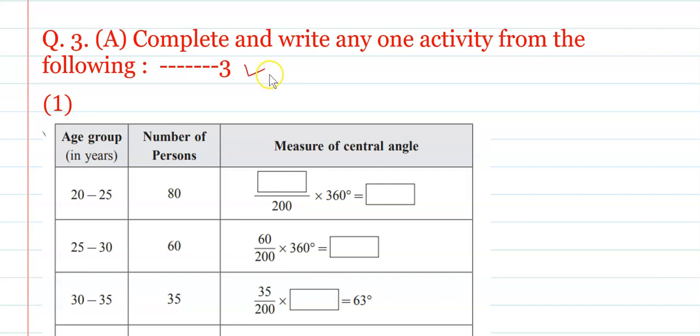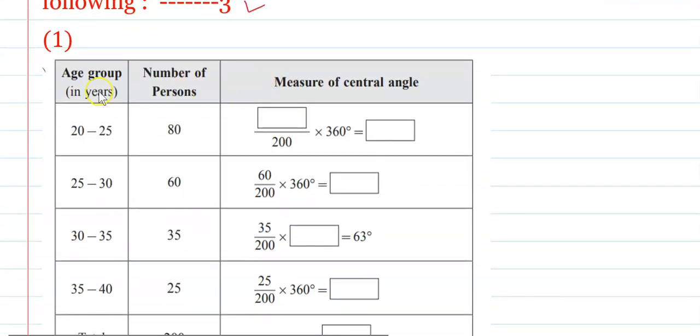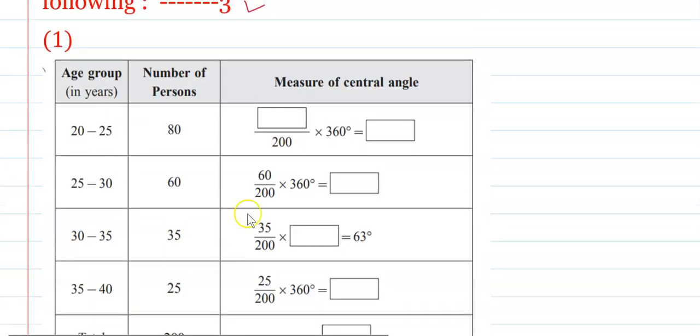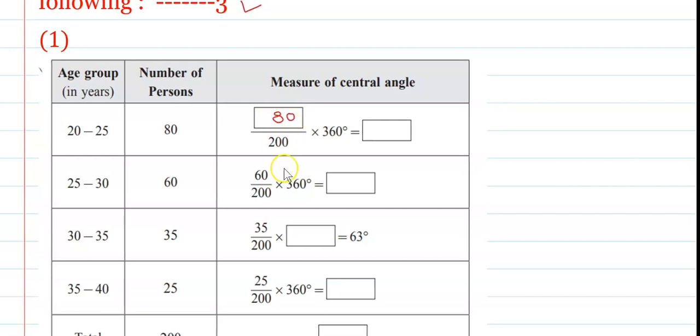Now let us start the first question. Age group in years: 20 to 25, 25 to 30, 30 to 35, 35 to 40. And here is the number of persons: 80, 60, 35 and 25. Total number of persons is 200. Measure of central angle for the first, 20 to 25. There are 80 persons.